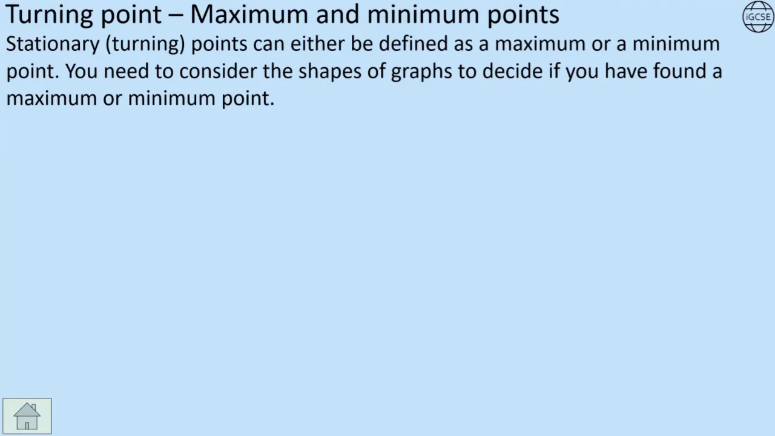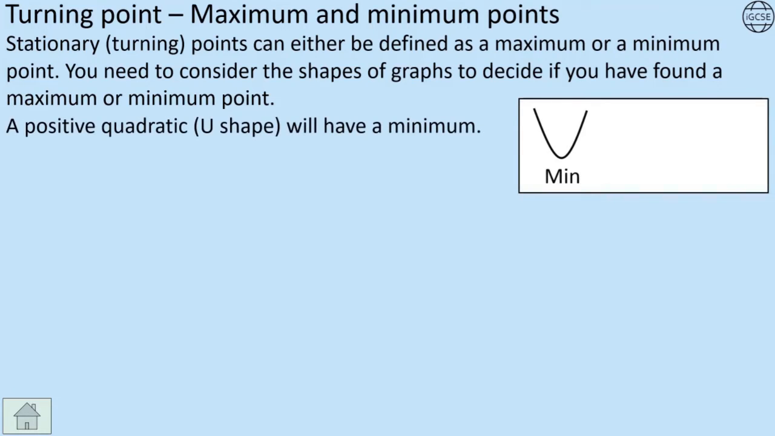Here it says a stationary point can be defined as a maximum or minimum, but you obviously need to consider the shape of the graph to decide if you found a maximum or a minimum point. So a positive quadratic tends to take this particular shape, so it goes down and then up. And by all means do look at graphs and practice and familiarize yourself with the shapes of graphs.